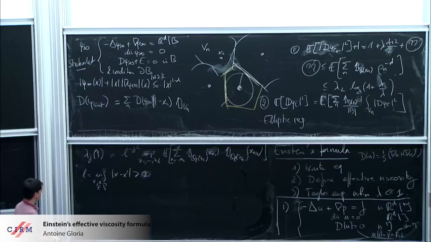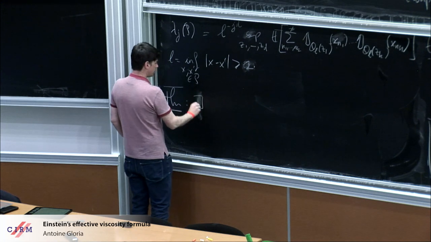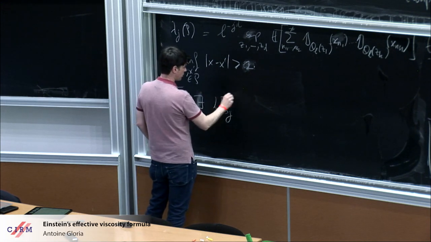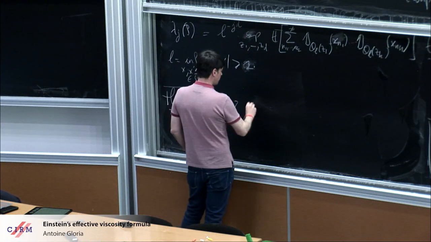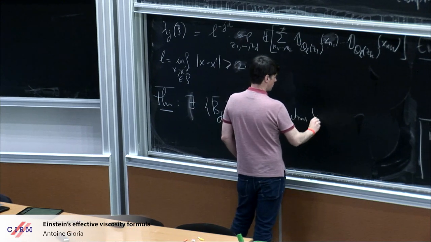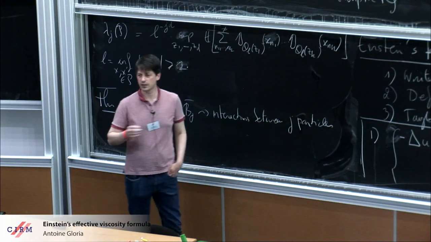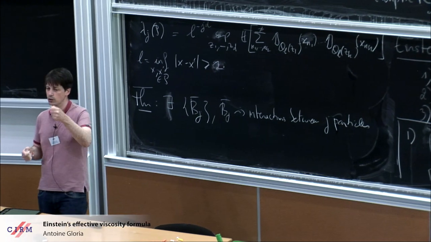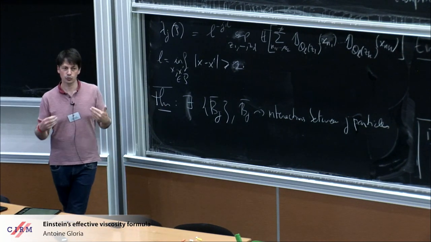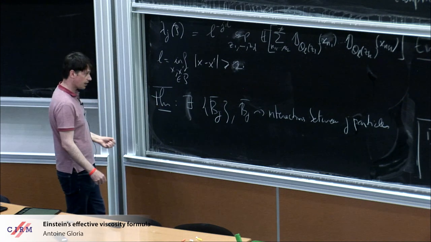Okay. Well, when you have that, then what you can show about the effective viscosity is that there exists a sequence of B bar j, where B bar j only depends on interactions between j particles. So Einstein's assumption is that you could consider them isolated, one by one. And then it's natural to assume that at order 2 you will consider two-body interactions, at order 3, three-body interactions, etc. So you can define them, and they are well-defined.